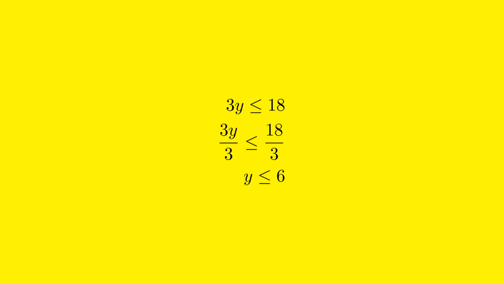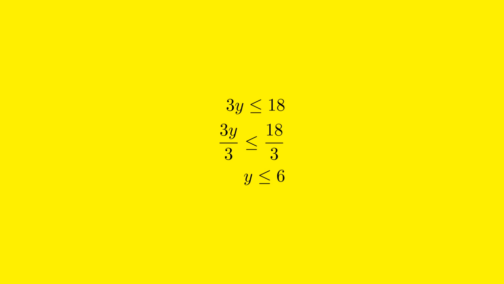Starting with 3y is less than or equal to 18, when we divide both sides by 3, we perform the division step on both sides. On the left side, 3y divided by 3 equals y. On the right side, 18 divided by 3 equals 6. So we now simplify the inequality to y is less than or equal to 6.